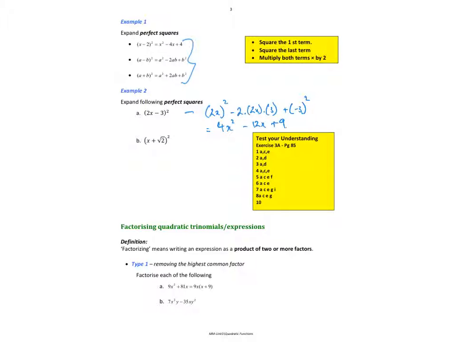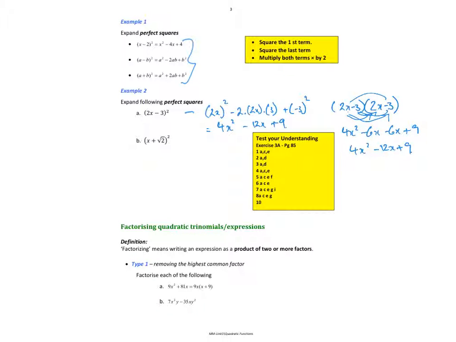Of course, if we just use a slightly longer way, 2x minus 3 all squared is 2x minus 3 times 2x minus 3. So if we just expand our brackets, 2x by 2x is 4x squared, 2x times negative 3 is minus 6x, negative 3 times 2x is minus 6x, negative 3 times negative 3 is plus 9. 4x squared minus 12x plus 9. Same answer.